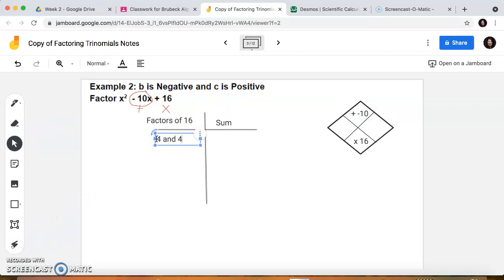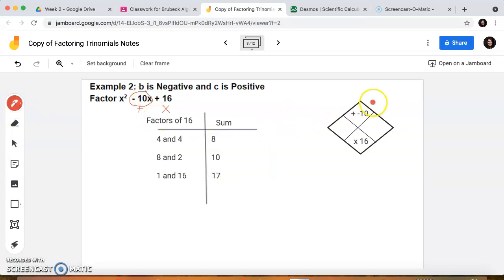4 and 4 multiply to get 16. 8 and 2 multiply to get 16. And 1 and 16. All of those multiply to get 16. They're all factors. If we add, 4 plus 4 gets us 8. 8 plus 2 gets us 10. And 1 plus 16 gets us 17.